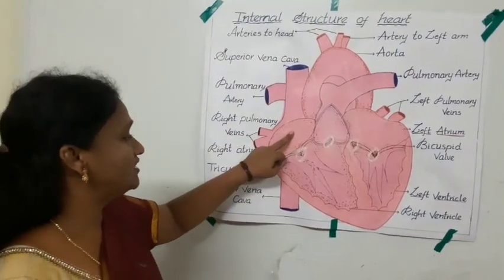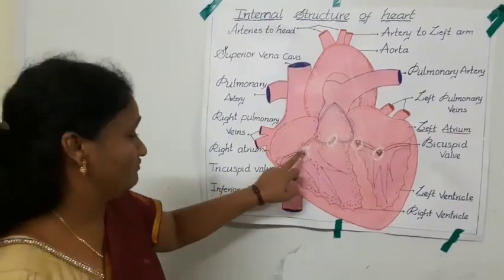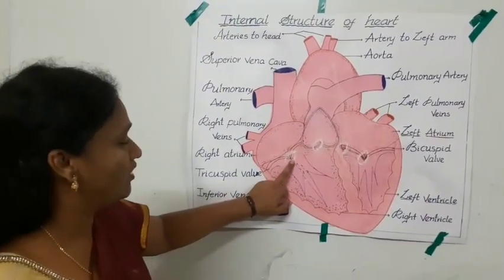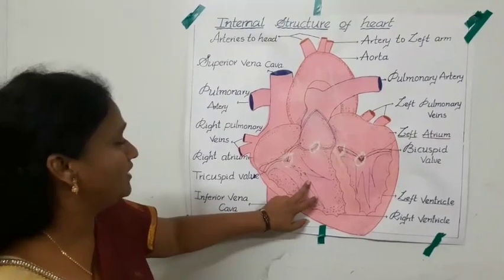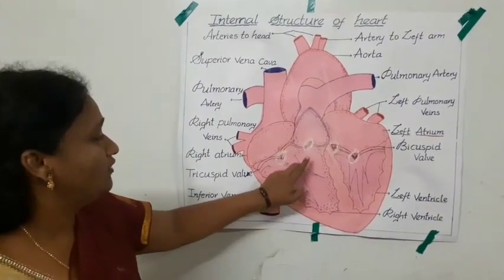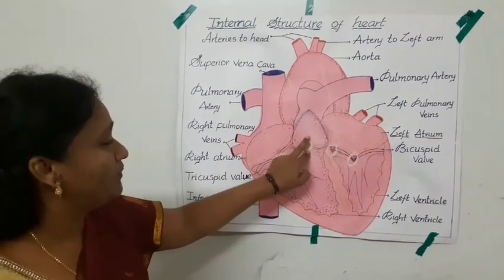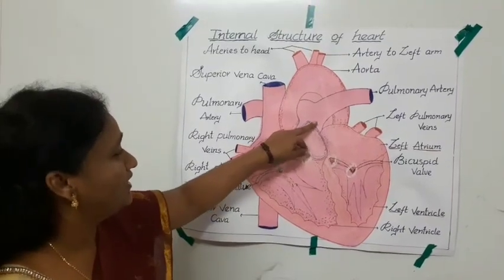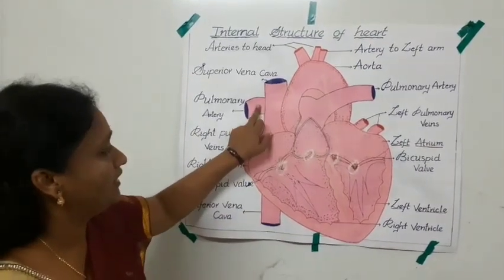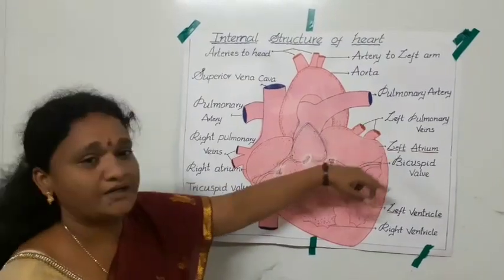This deoxygenated blood from the right auricle goes through the tricuspid valve to the right ventricle. From the right ventricle, it goes to the pulmonary valve. From the pulmonary valve, this blood enters into the pulmonary artery. From there, it will be supplied to the lungs.